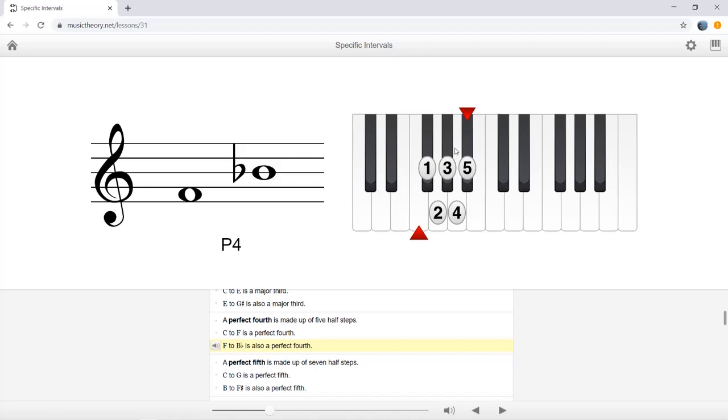If it were 6 half steps, so if this was a B natural, then it would go up to here, and it would be 6 half steps. So that would change the type of fourth. Then it would be an augmented fourth. So knowing the generic interval first, 1, 2, 3, 4, tells me that it's a fourth. And then counting the specific number of half steps will tell you what type it is.